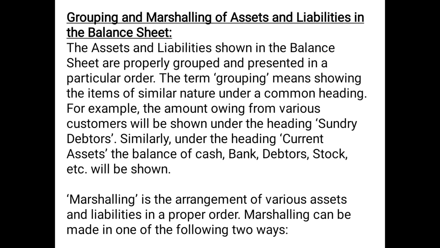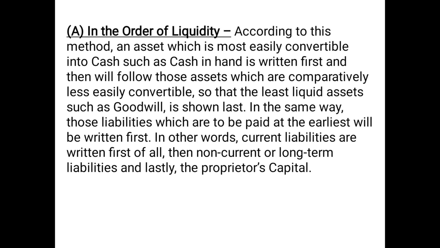Marshalling is the arrangement of various assets and liabilities in a proper order, and marshalling can be made in one of the following two ways. So there are basically two ways or two orders of marshalling. Number 1, in the order of liquidity. Liquidity means how easily an asset or liability can be converted into cash.